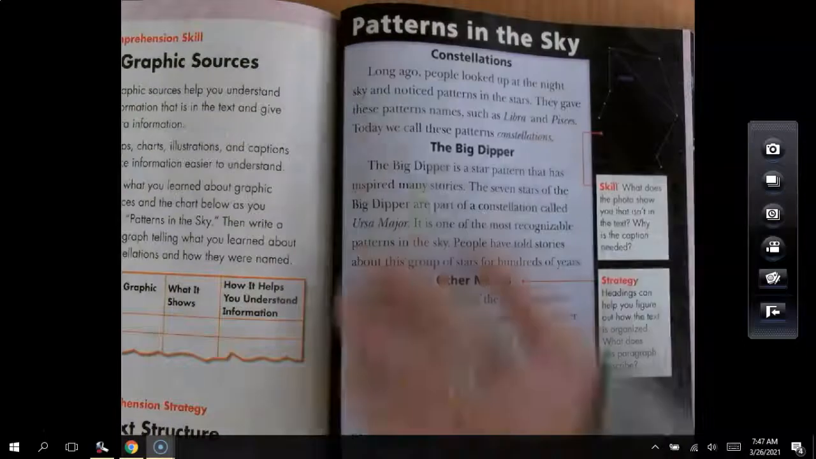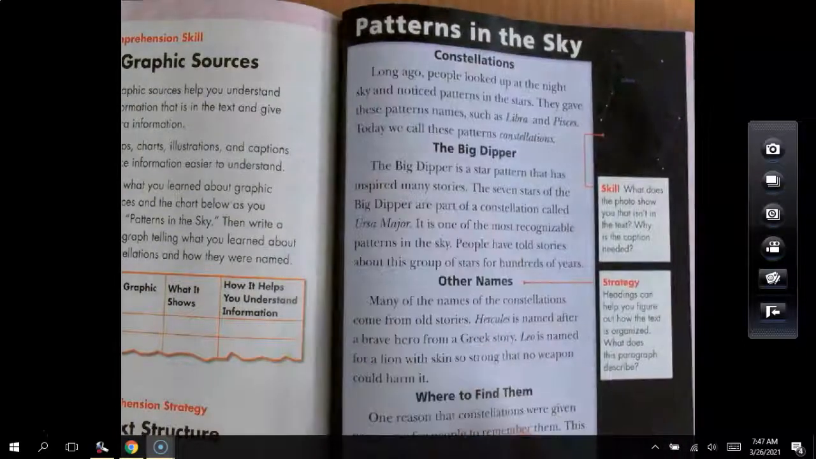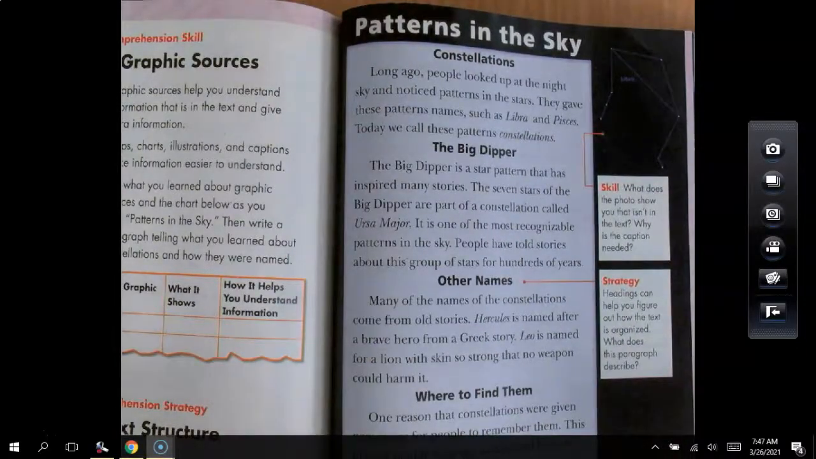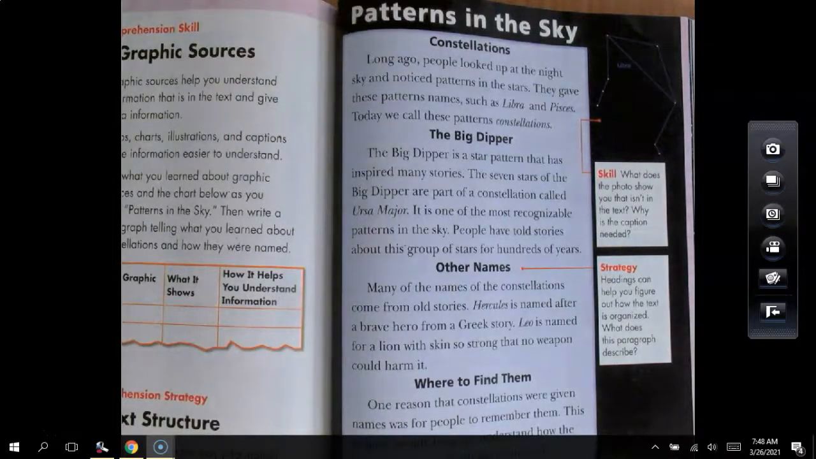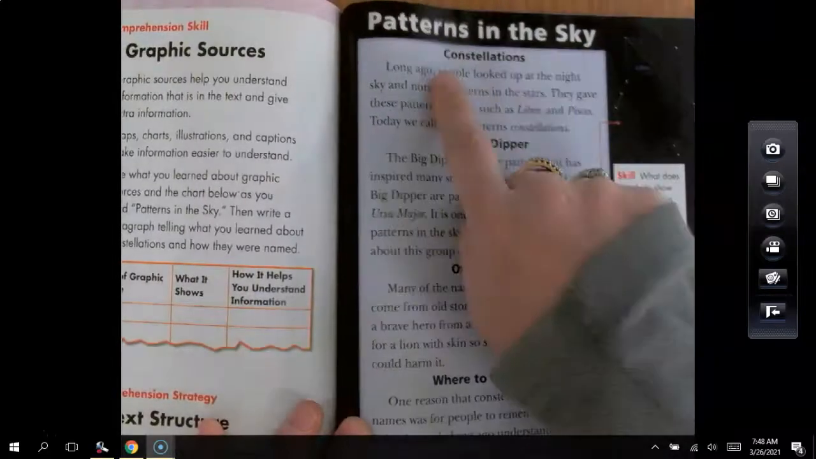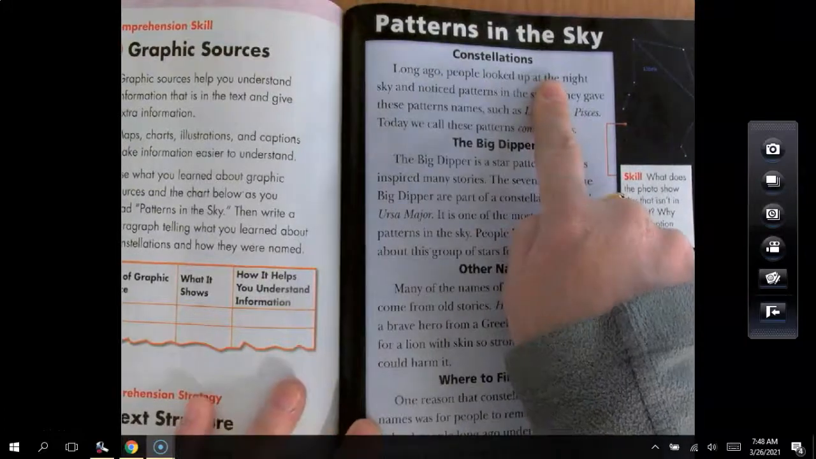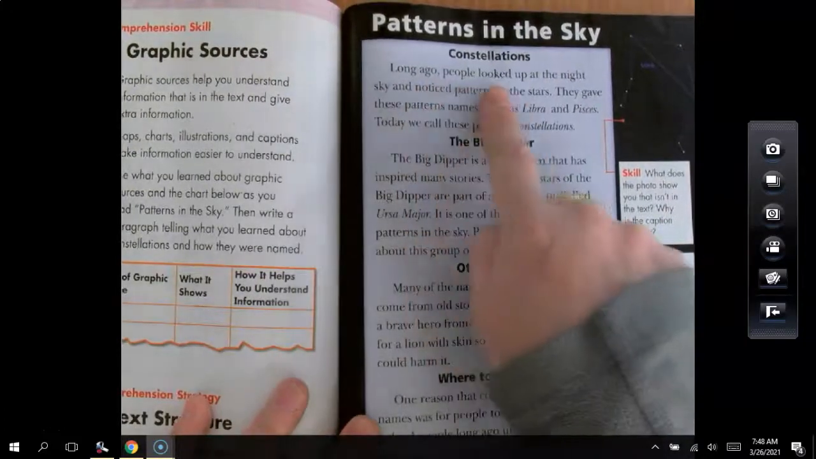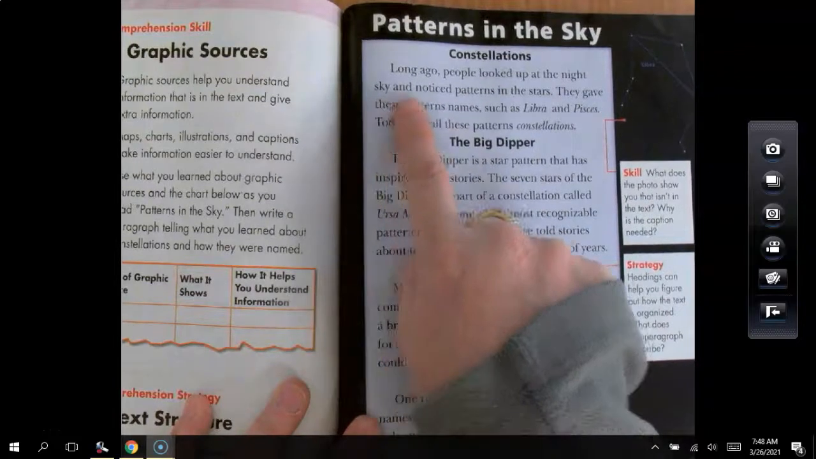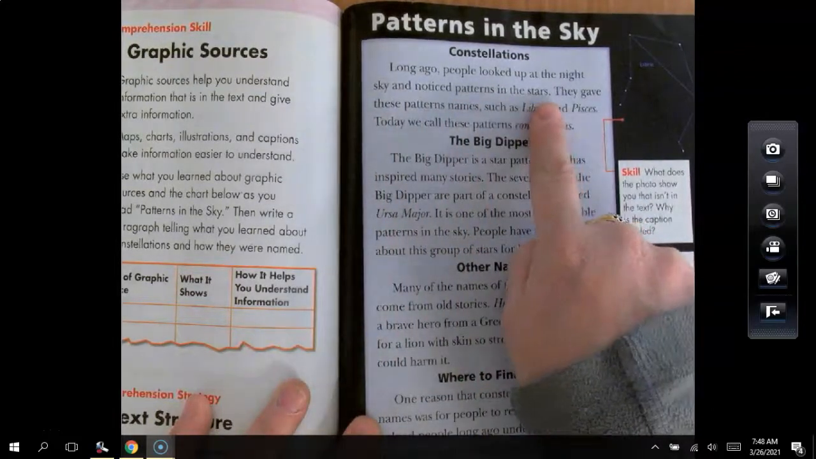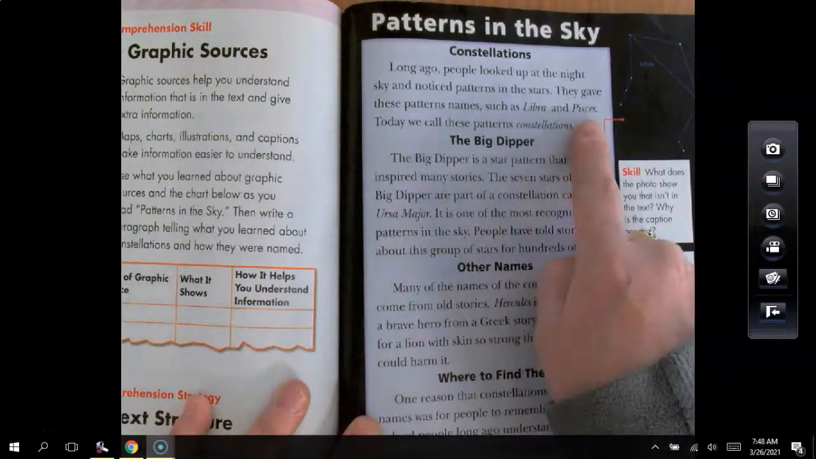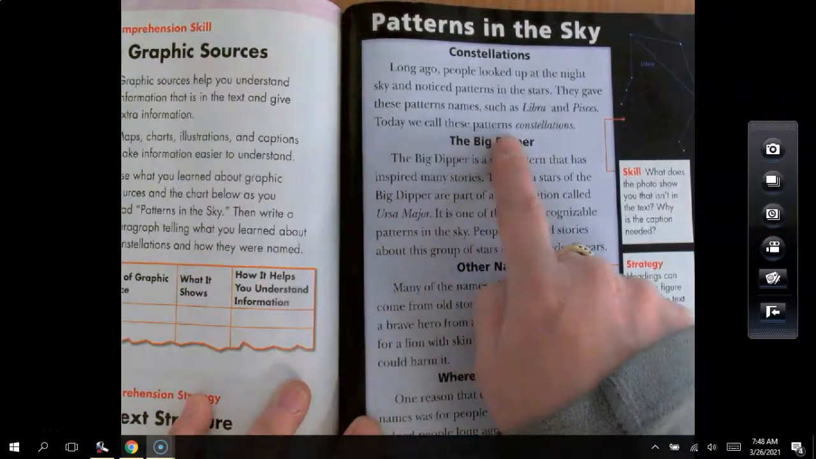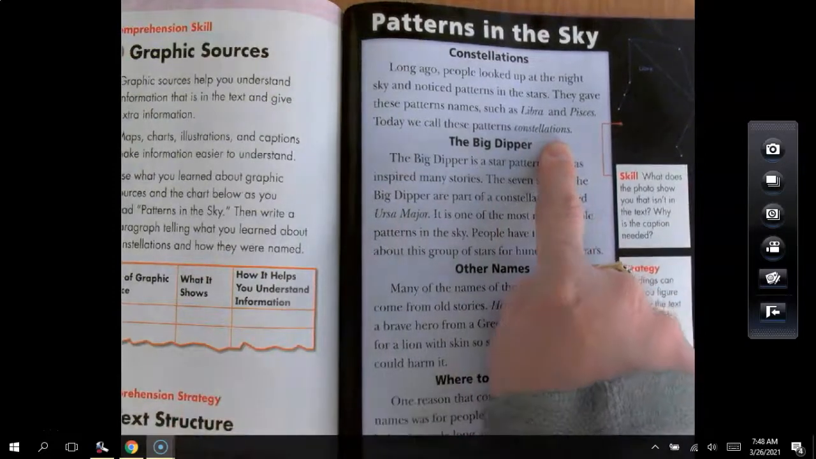There are a few different types of graphic sources within this story, and let's see if you can kind of figure out what those different types of graphic sources are. Okay, so Patterns in the Sky. Constellations. Long ago, people looked up at the night sky and noticed patterns in the stars. They gave these patterns names, such as Libra and Pisces. Today, we call these patterns constellations.